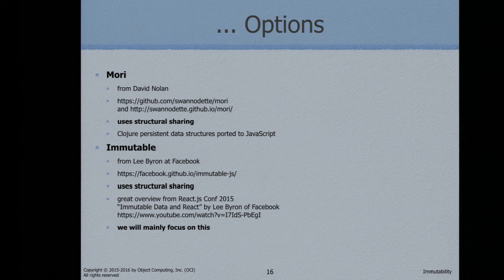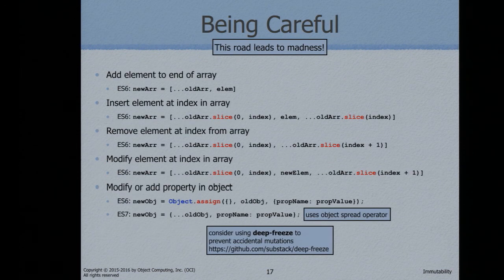There is Mori, which comes out of the Clojure language, and it's used with ClojureScript, and you can use it with any JavaScript application. I'll talk a bit more about that in a few more slides. And then finally, Immutable that comes from Facebook, and it does use structural sharing, and that's the one that I'm going to focus on the most. And there's a really good talk on that at the YouTube link that I have there. And so let's talk briefly about some of the options other than Immutable.